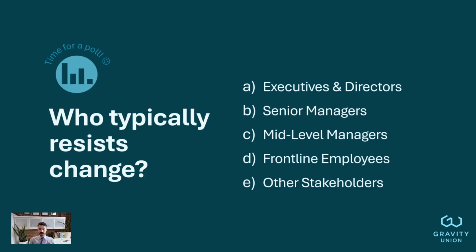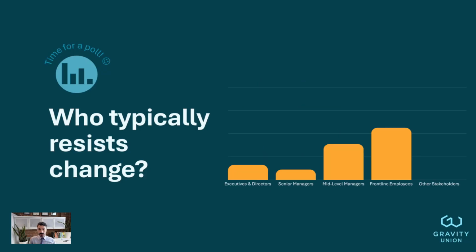Okay, as the results are coming in here, so far the leader is frontline employees, but fairly distributed across the rest: executives, directors, senior managers, and mid-level managers. But frontline employees are still the top choice from the audience here. So let's have a look at what the ProSci research actually says in this regard, and it might surprise you.